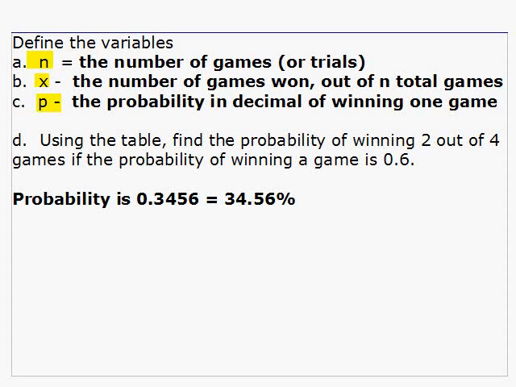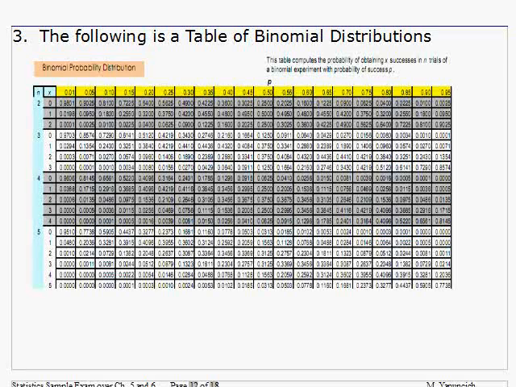So now you have to use a table for finding the probability of winning 2 out of 4 games if the probability of winning a game is 0.6. This might be a little hard to read on this video, but to use this table, N is going to be 4, so here's your 4. X is 2 because that's how many wins you want to get. The probability is 0.6. That's right here in this column. And you look in this row over till you intersect that column, and there's your answer. 0.34 something. Okay? That's how you do it. And you should at least have some familiarity with this from the homework.